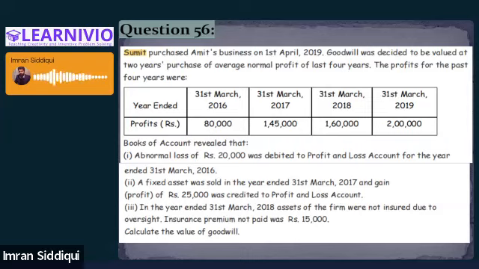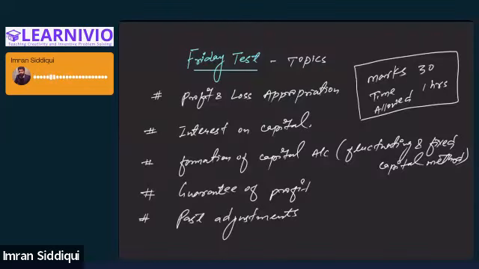But before ending this session, I just wanted to inform you that we will be conducting a test on Friday. So be prepared for that. Let me tell you the topics for the test. These are the topics that I'll be giving you questions from. Topics are profit and losses, profit and loss appropriation account, interest on capital, formation of the capital account by both methods, fluctuating and fixed capital method, guarantee of profit, past adjustment.